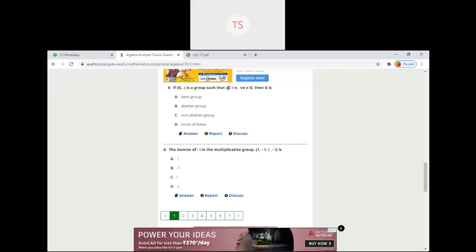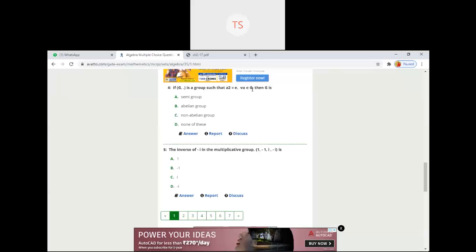That means if you take any element a, or b, or c, you will get e. That means a² or b² is again in G. So in this way we can say that G satisfies the closure property. Now go for the associative property.